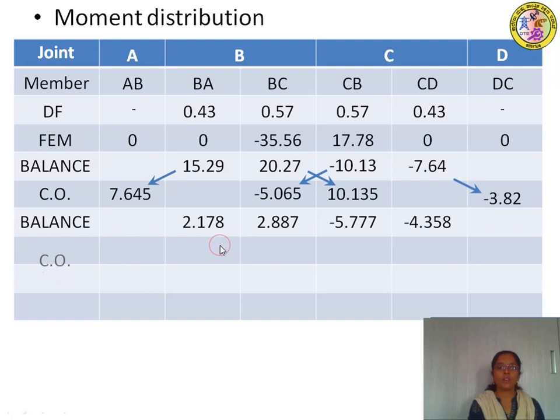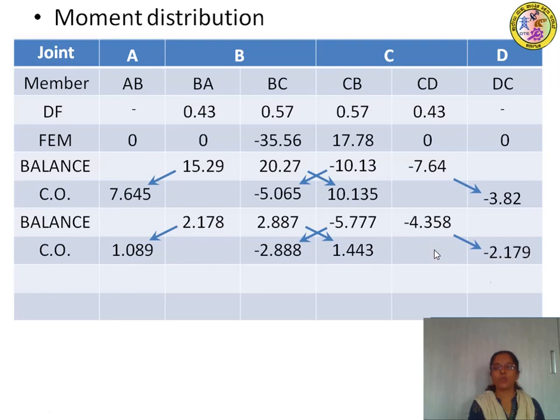So again comes the step of carryover from BA to AB. Half of 2.178 will be equal to 1.089. Next, from BC to CB, half of 2.887 will be equal to 1.443. And from CB to BC, half of minus 5.777 will be equal to minus 2.888. From CD to DC, half of minus 4.358 will be equal to minus 2.179. Next, balancing of joint B and C.